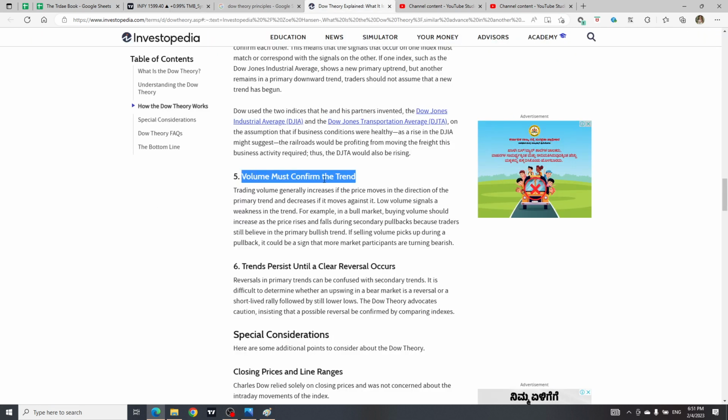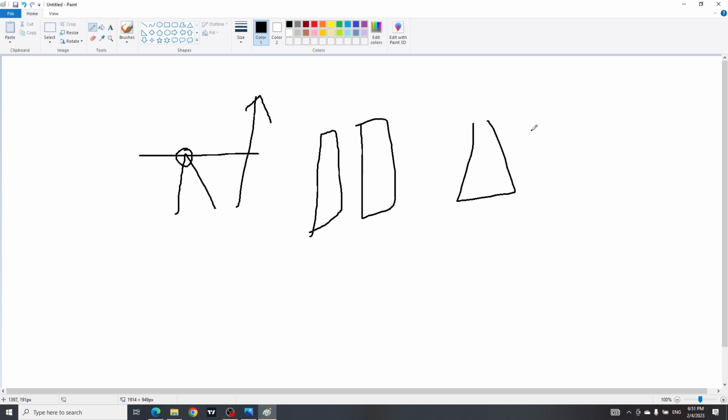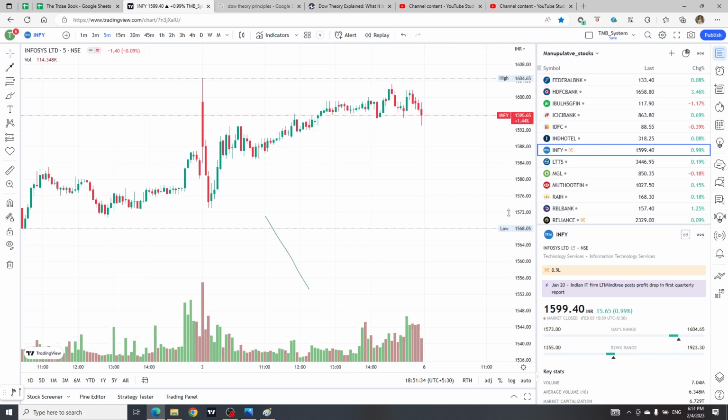The volume must confirm the trend. If the volume is higher, the trend should also be higher. If there is a discrepancy between volume and trend, that means it is an anomaly. By identifying this kind of anomaly at support and resistance levels, we can scalp in intraday. We have to utilize this people behavior.